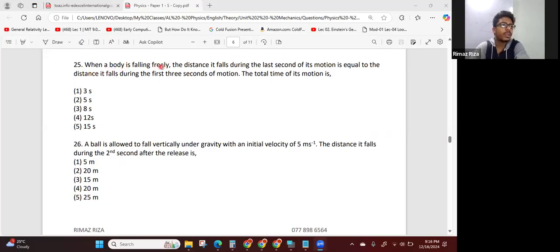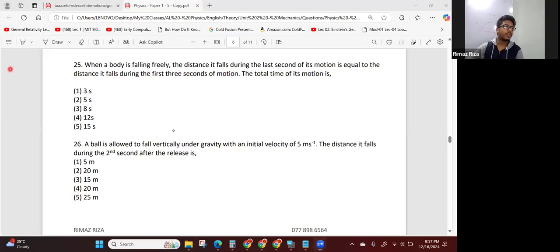Okay, when a body is falling freely, the distance it falls during the last second of its motion is equal to the distance it falls during the first 3 seconds of motion. The total time of its motion is. When a body is falling freely, the distance it falls during the last second of its motion is equal to the distance it falls during the first 3 seconds of motion.